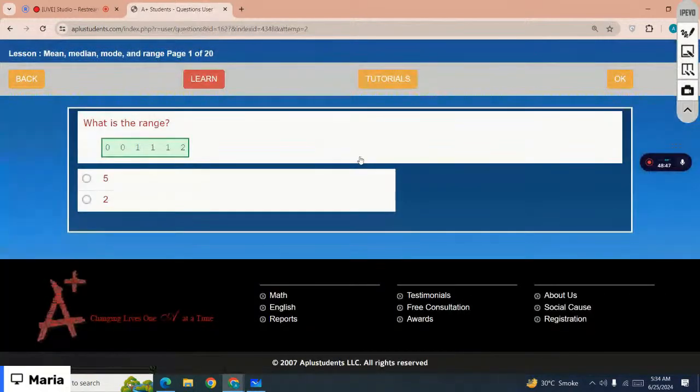What is the range? Which is the correct option? Range is the difference of the greatest and the smallest number. So which is the correct option? The correct option is 2. 2 take away 0 is 2. The correct option is 2.